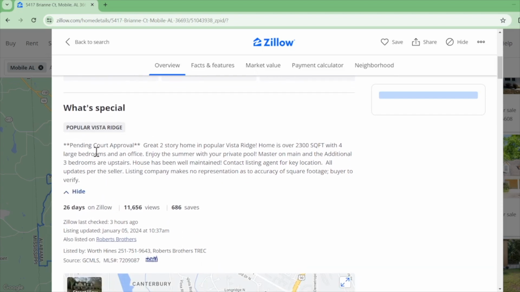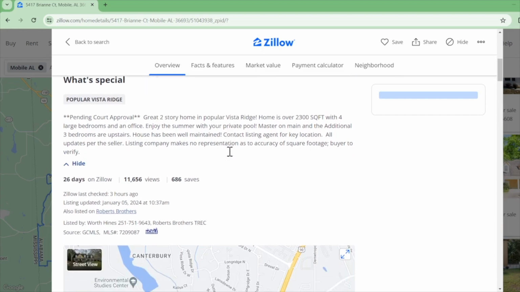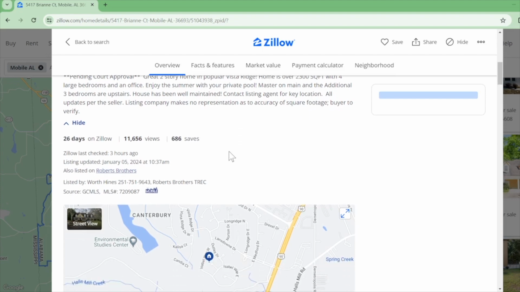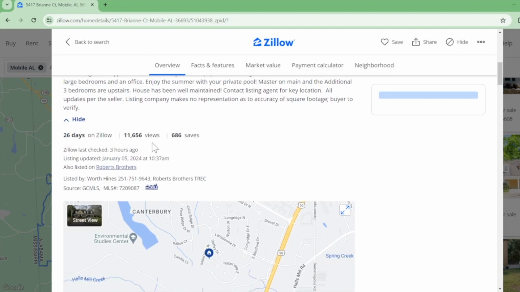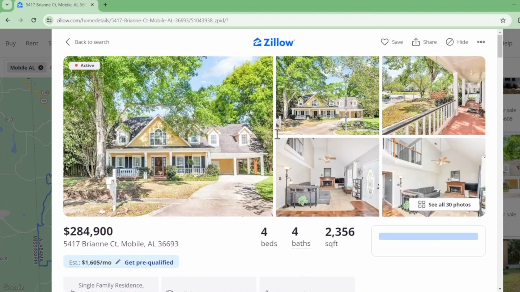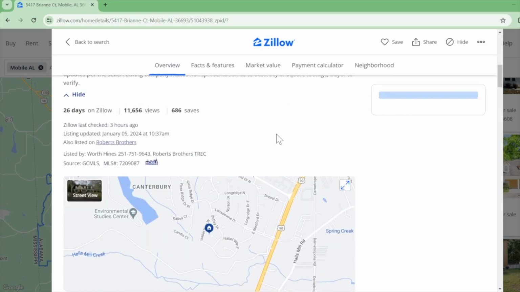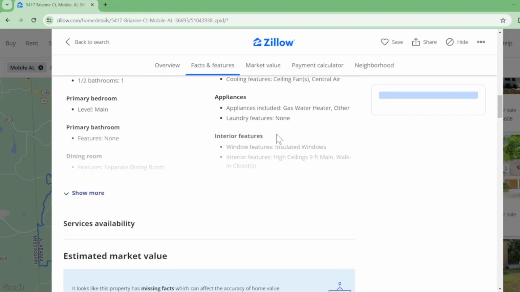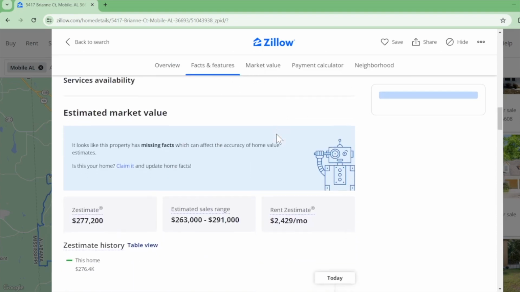Okay, I don't know why it says pending court approval, but if I lived in that area, I would definitely call a realtor to go look at this house. All right, 11,000 views. So a lot of people are viewing this house because it's a very attractive home. Okay, cool. Let's keep going down because I want to get to the nitty gritty, the important stuff down here.